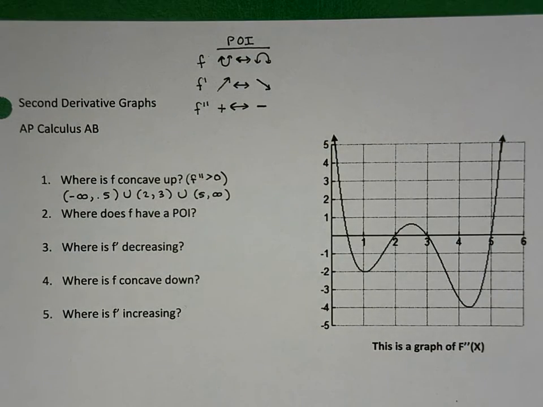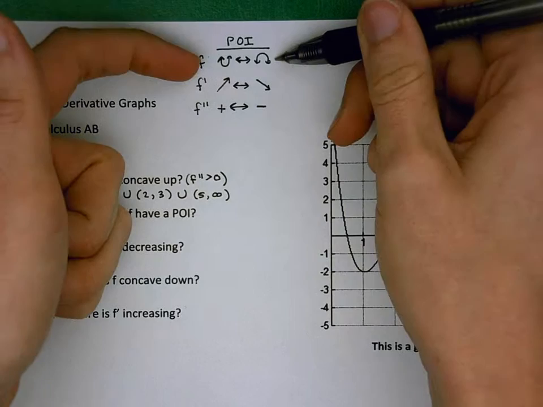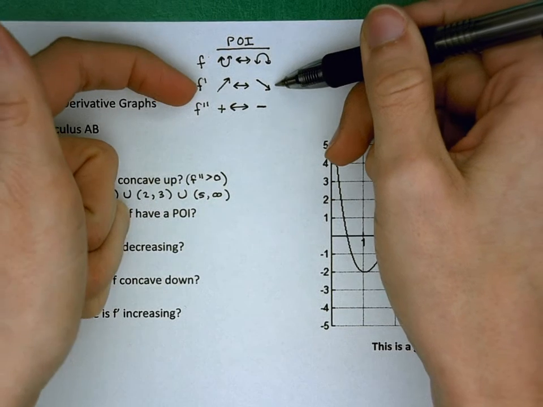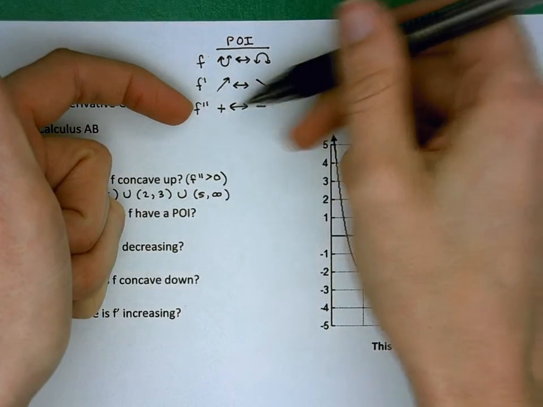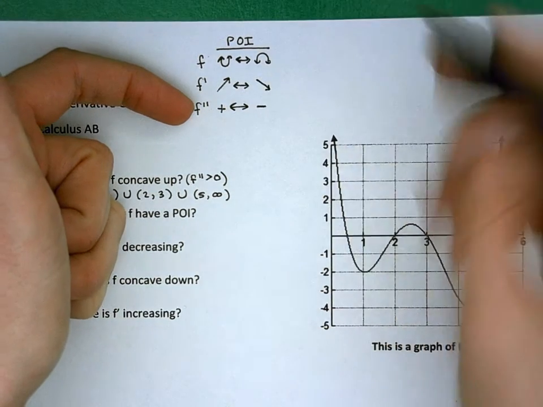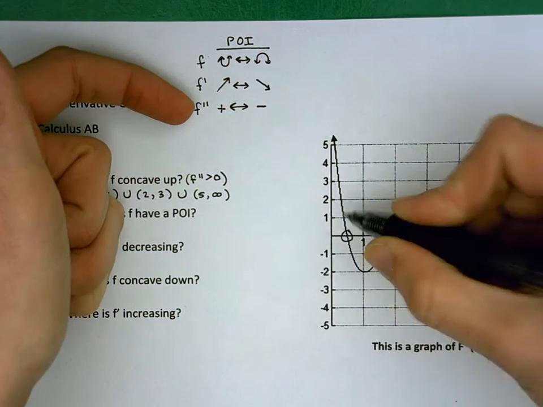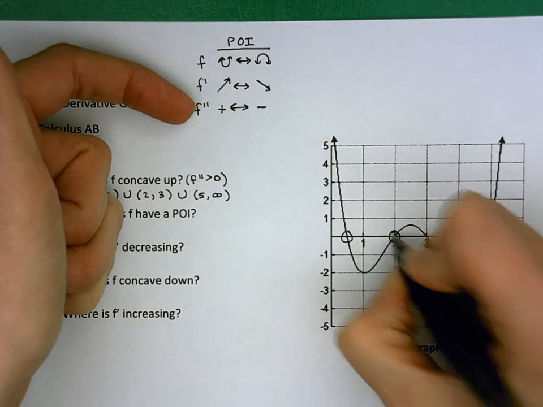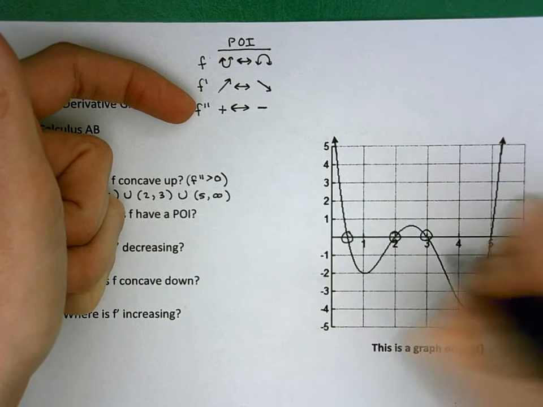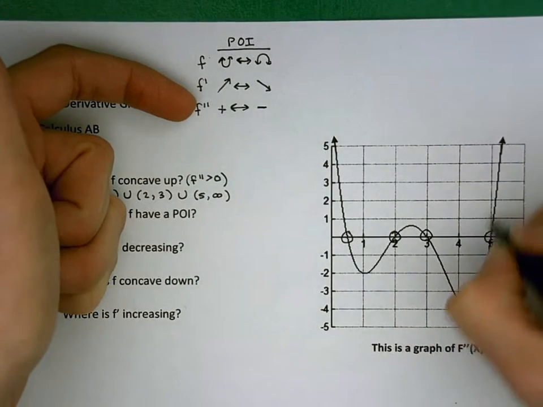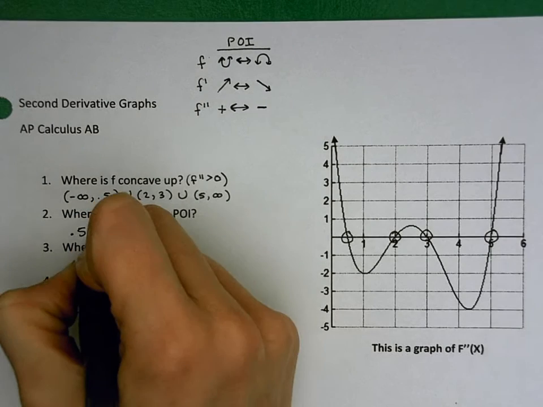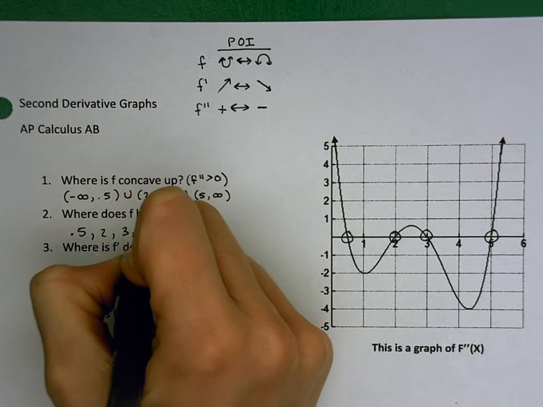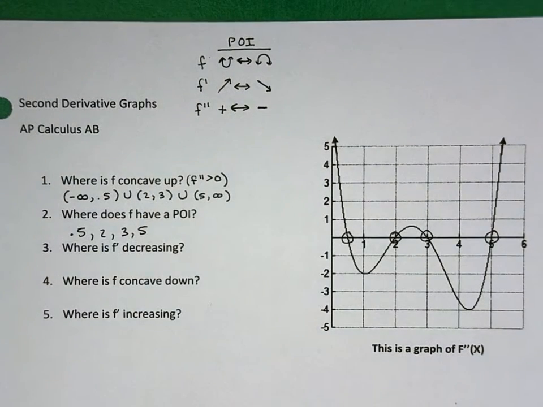So for number 2, when we're asked, where does f have a point of inflection? Well, I'm not looking at f, so I can't look for that change. I'm not looking at f prime, so I can't look for that change. I'm looking at f double prime. And so I have to look for this change, positive to negative or negative to positive, which occurs here. We went from positive to negative here, negative to positive here, positive to negative here, and negative to positive here. And so my 4 points of inflection are 0.5, 2, 3, and 5.